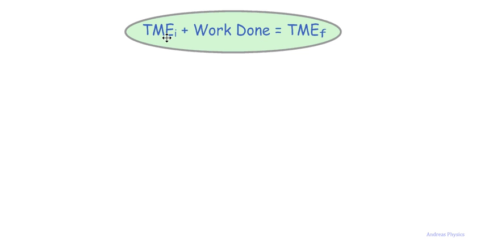So if the body has an initial amount of mechanical energy and we do positive work on the body, then the final amount of mechanical energy increases. If the work done on the body is zero, we can see by the equation that the initial total mechanical energy must be equal to the final total mechanical energy. So mechanical energy is conserved provided that there is no work done. If the work done is negative, then the total mechanical energy of the body will decrease.